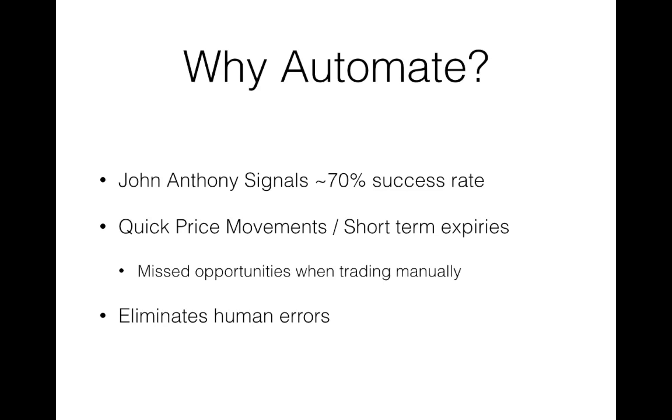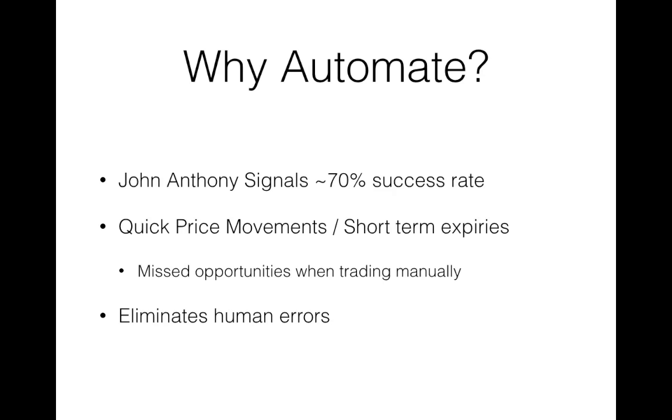Well, there are several reasons for this. First, John Anthony signals historically have had a pretty close to 70% win rate, which is extremely good. One of the problems we found while testing them is that taking his trades manually is fairly difficult. There's a few reasons for this. One, you can't really sit by your computer 24/7 necessarily.